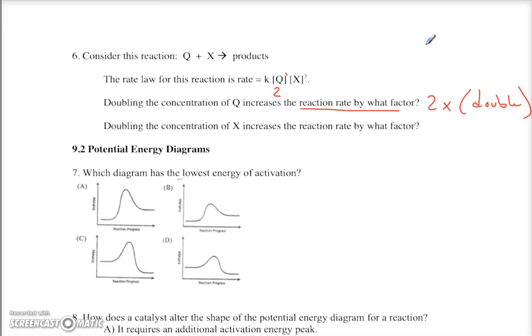All right, doubling the concentration of X increases the reaction rate by what factor? Well, let's say we keep Q the same. We're not going to change Q, but now we're going to double X. What's that going to do to the rate? Well, 2 to the 3rd power is 8. So doubling X will actually increase the rate by 8 times.